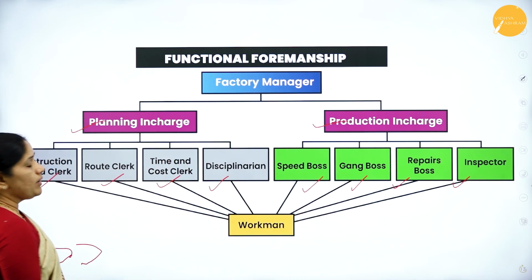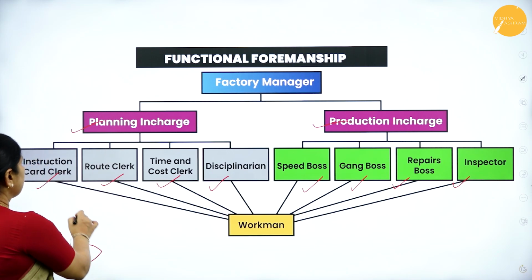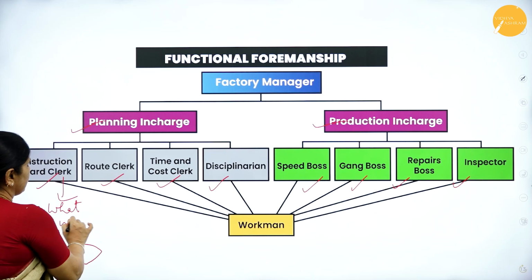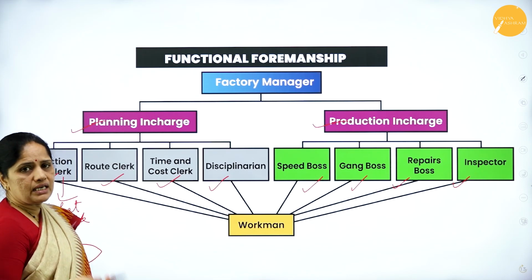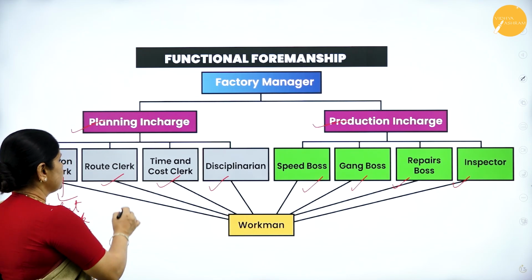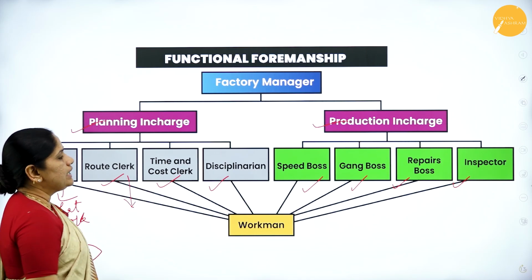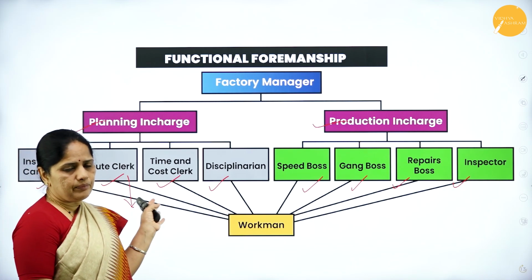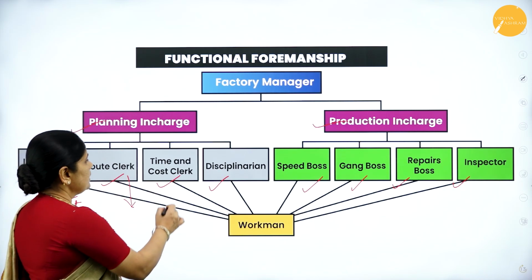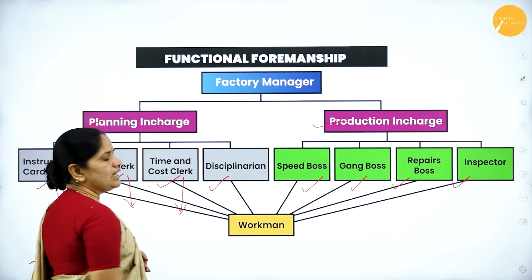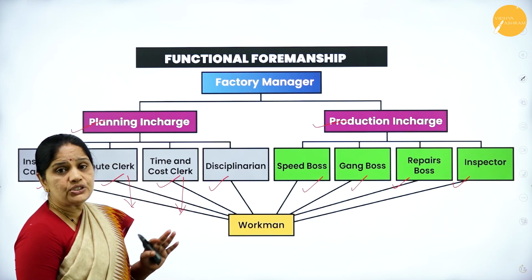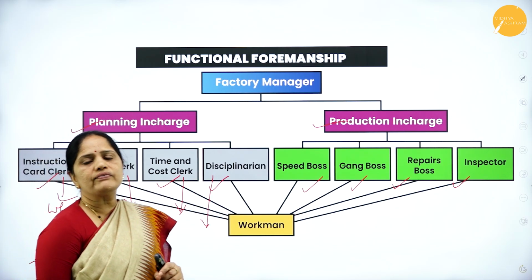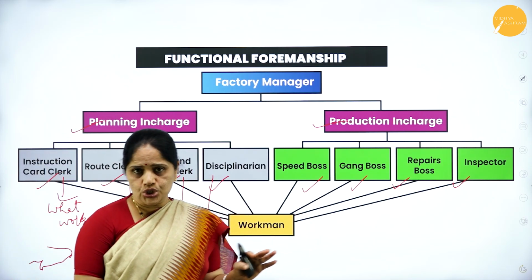Now, what is the job of the instruction card clerk? He will decide what work has to be done by each worker. He will tell what his work is in the organization. The route clerk will decide what kind of route the process will take. Then the time and cost clerk will decide the time for each unit of production, and the disciplinarian will take care of the entire discipline on the shop floor.